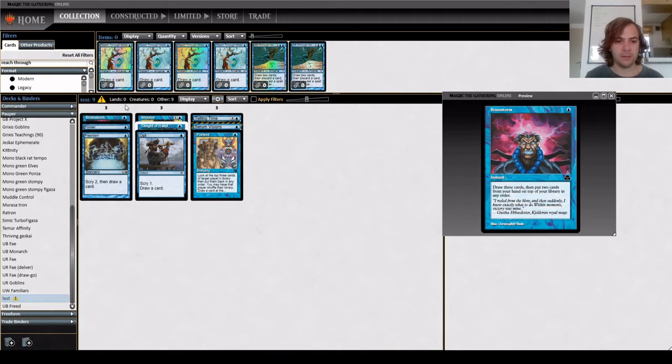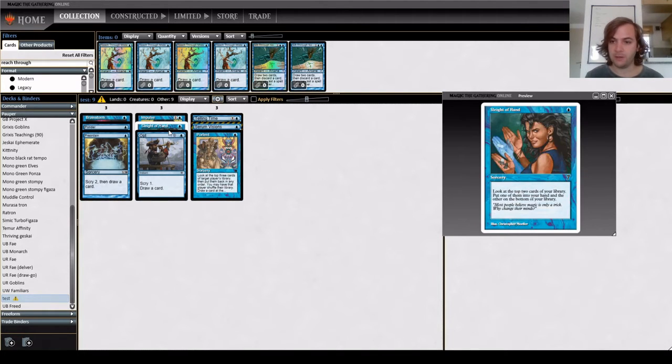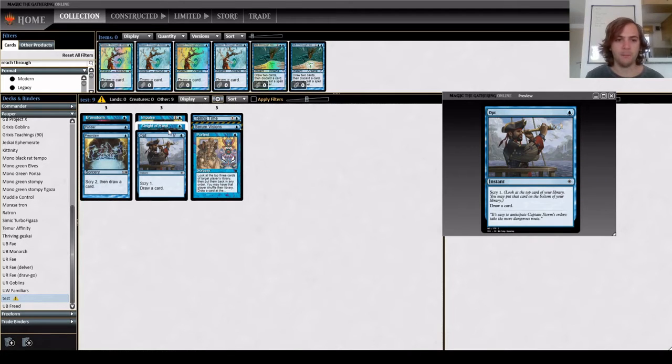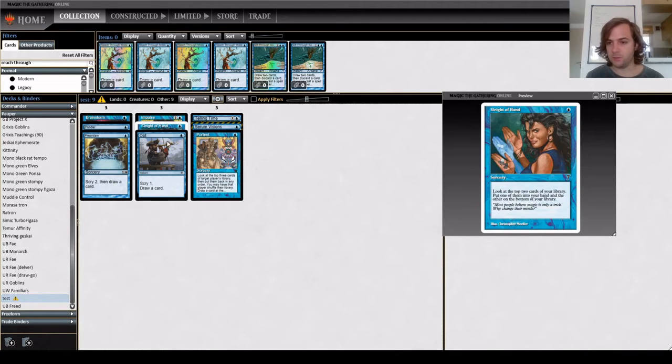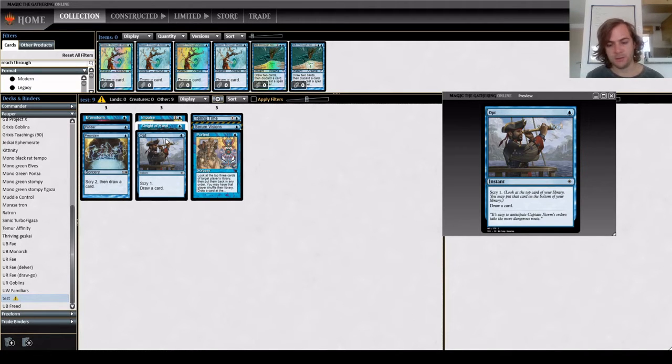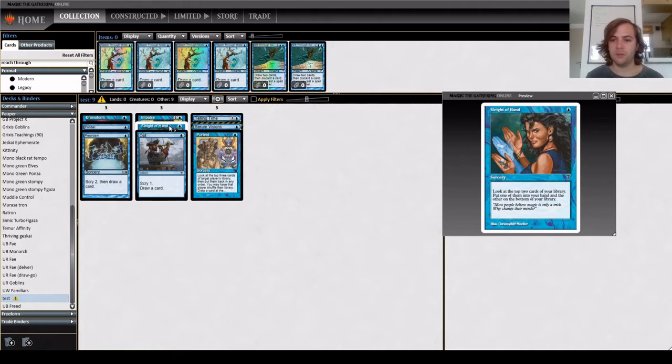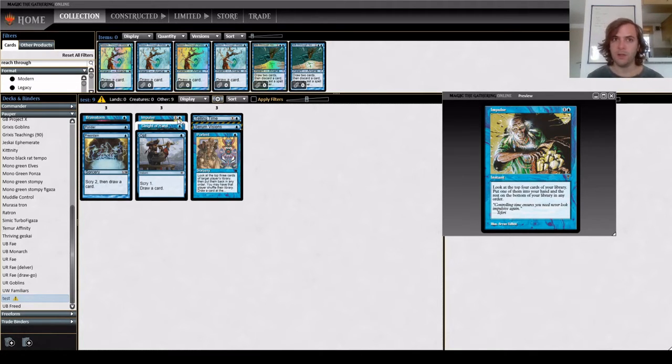Then we have other cantrips like Impulse, Sleight of Hand, and Opt. I'm going to be hovering over this, I'm not going to read them all, but basically the way that these all work, even though Opt says Scry 1, what they do is you look at some number of cards, and then you choose to keep one of them basically and put the rest on the bottom. So it doesn't fix your future draws, but it really helps you dig for a specific card.